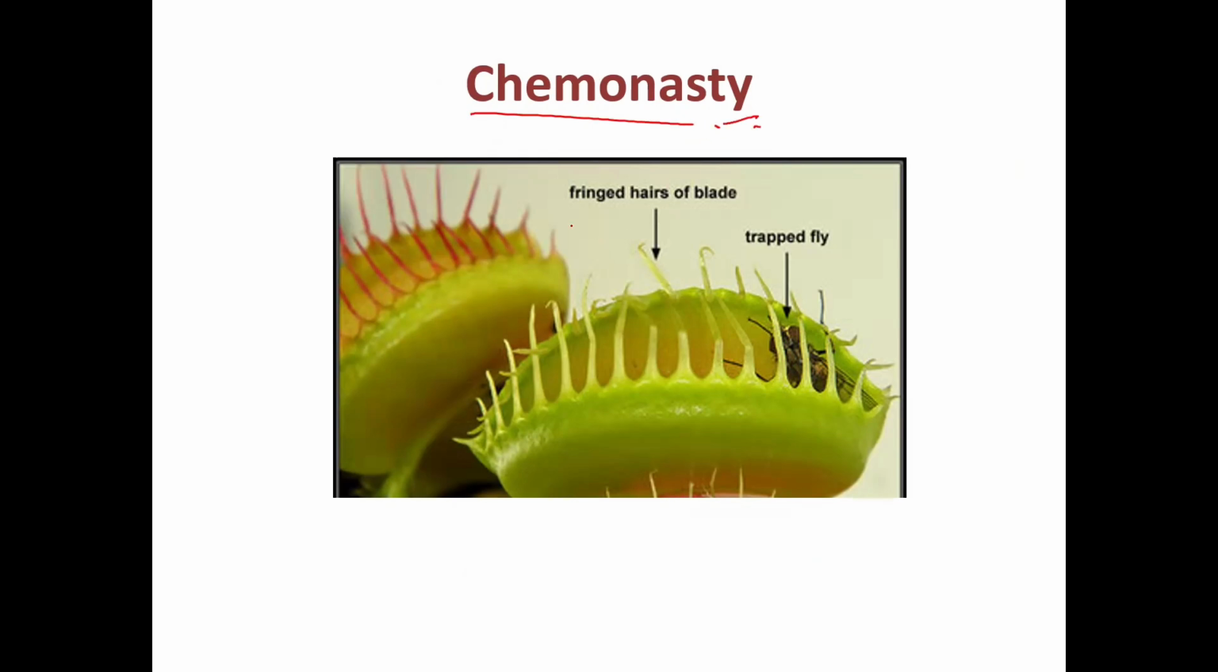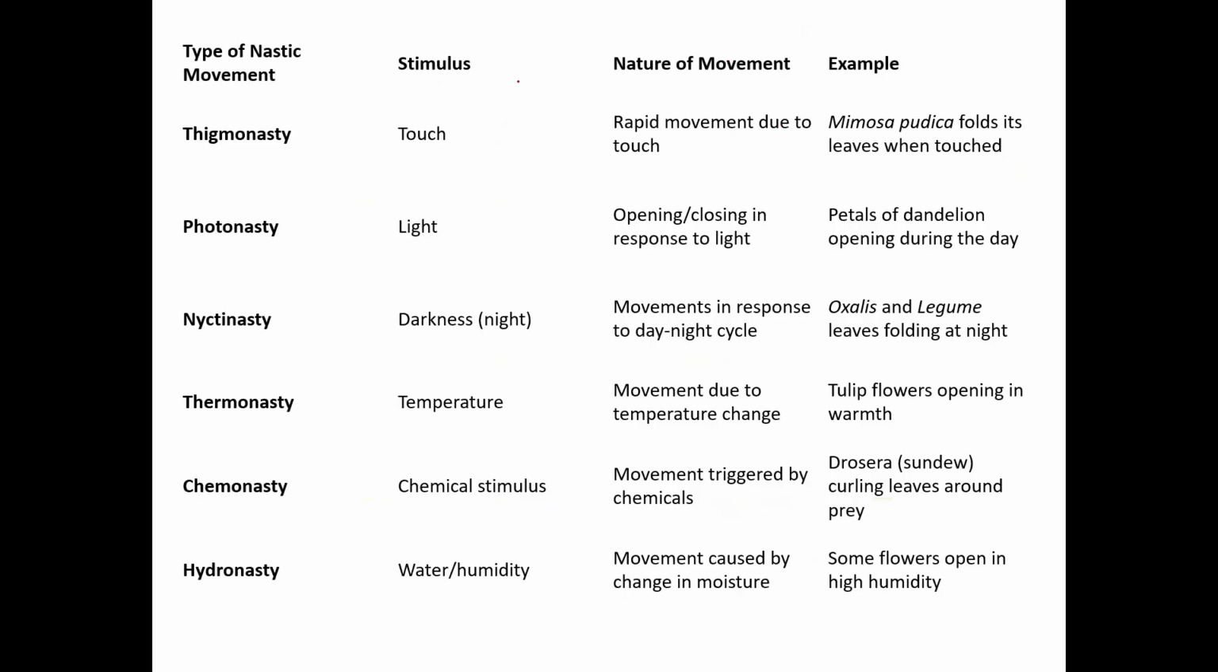Chemonasty is a response towards chemicals, like the fringed hair of the blade trapping a fly. Let's memorize it. Thigmonasty: stimulus is touch, nature of movement is rapid movement due to touch, example Mimosa pudica. Photonasty: stimulus is light, opening and closing in response to light, petals of dandelion opening during the daytime. Nyctinasty: darkness, night, movement in response to the day-night cycle, Oxalis, legume leaf folding at night.